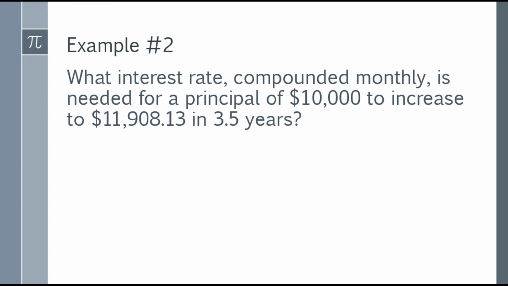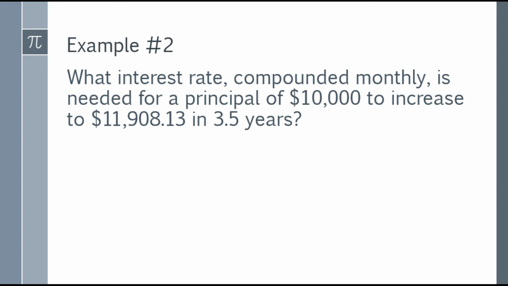Okay, so let's move to the example number 2. What interest rate compounded monthly is needed for a principal of $10,000 to increase to 11,908.13 in 3.5 years? Same lang to kanina. Iba lang yung mga values natin. Okay? So, dito naman, compounded monthly, principal mo, yung dineposit mo, initially is 10,000 at naging 11,908.13 to in 3.5 years. Magkano daw yung rate?